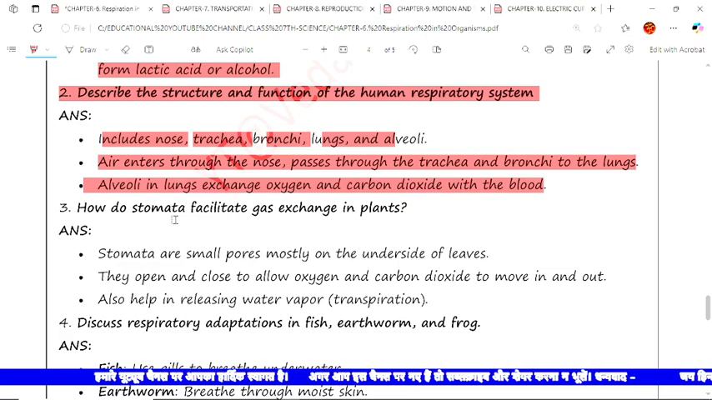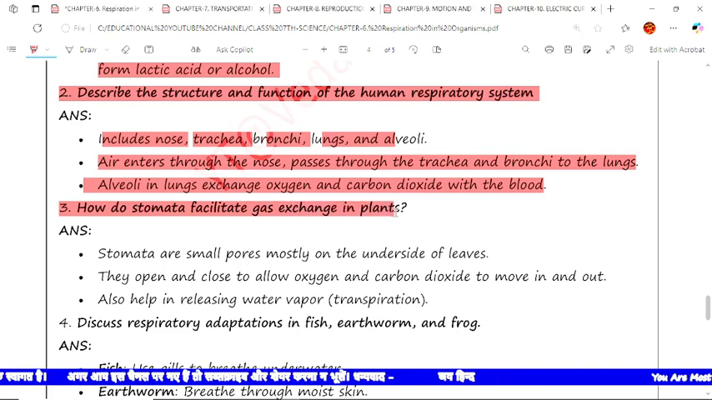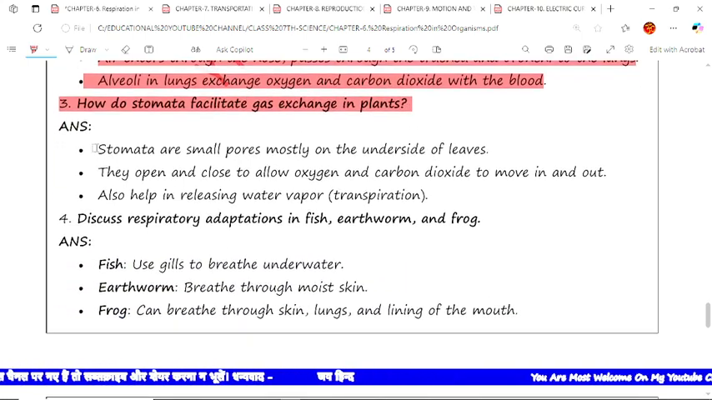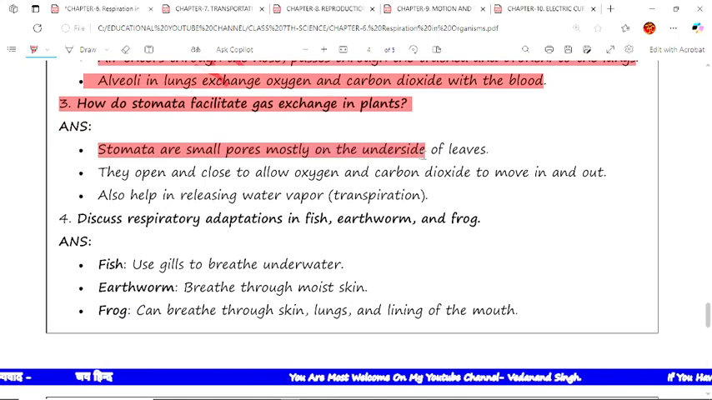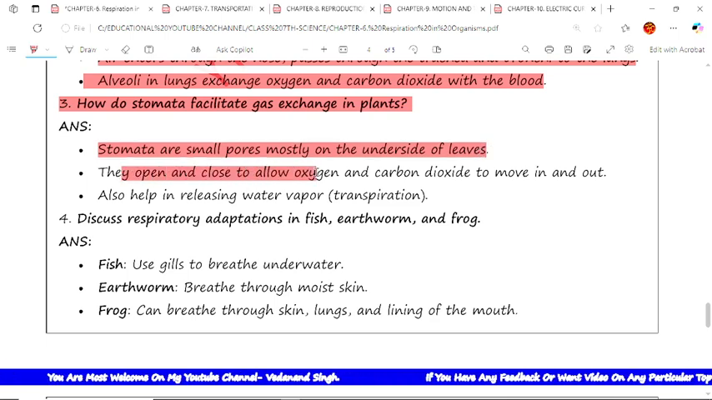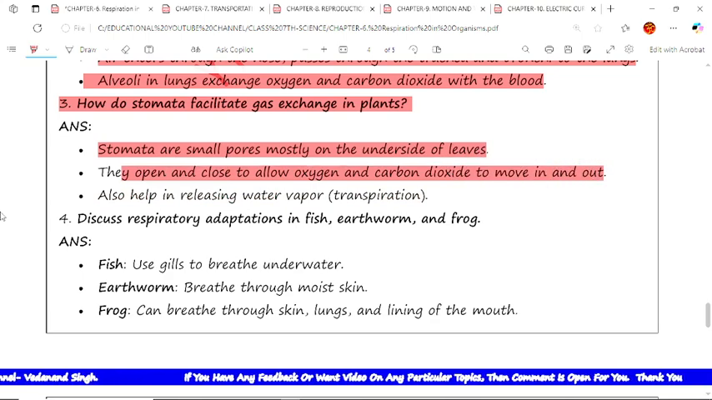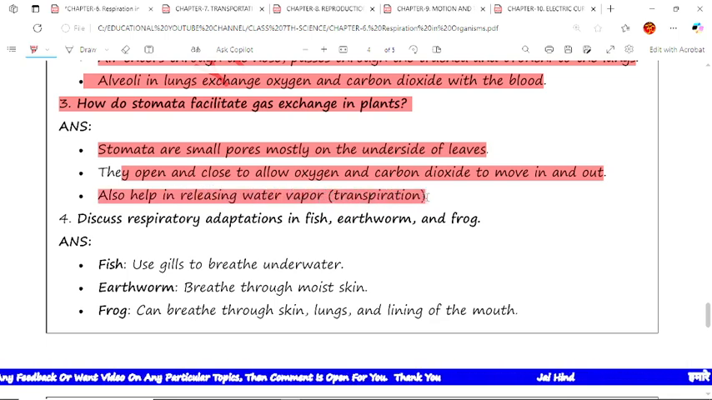The next question, 3rd number question, is how do stomata facilitate gas exchange in plants? The answer, first point, is stomata are small pores mostly on the underside of leaves and they open and close to allow oxygen and carbon dioxide to move in and out. The next point is it also helps in releasing water vapor, that is transpiration.